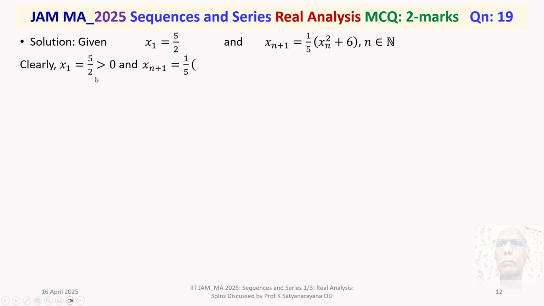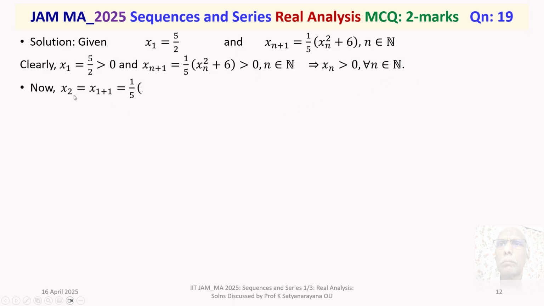Clearly, x1 is equal to 5 by 2, greater than 0, positive. xn+1 is equal to 1 by 5 (xn square plus 6), it's also positive, for all n belongs to N. That means each term is positive in the sequence. So xn is greater than 0 for all n belongs to N. This is required for you.